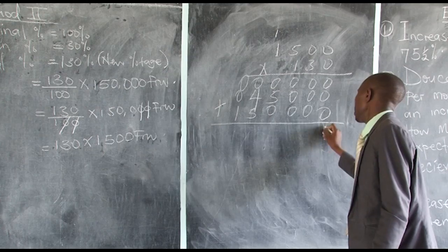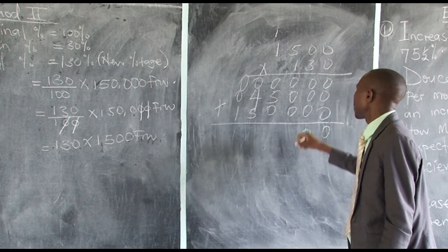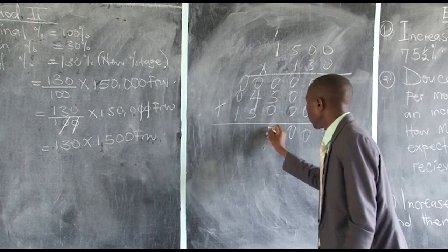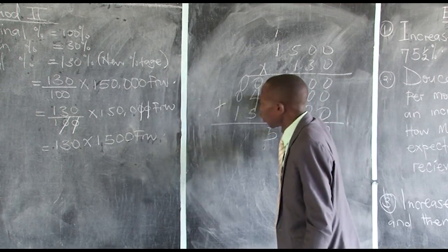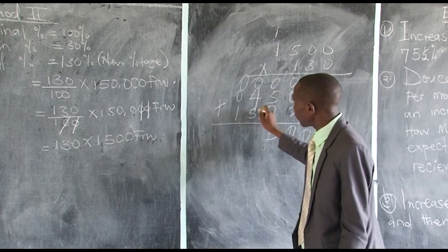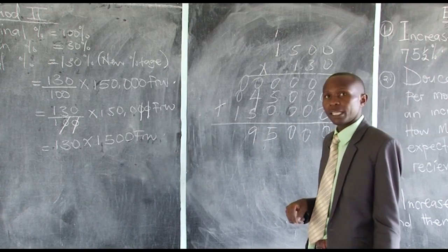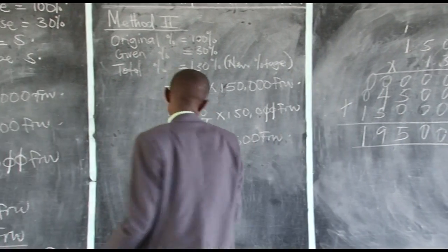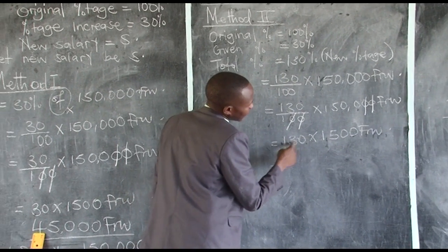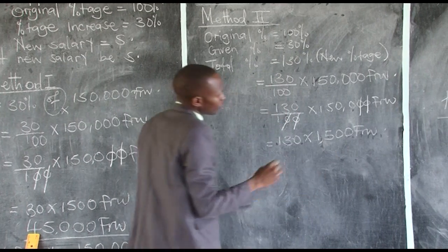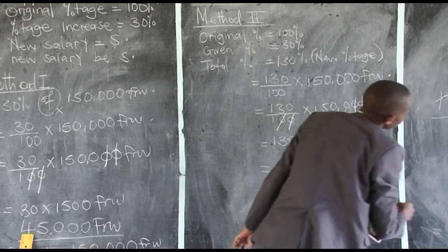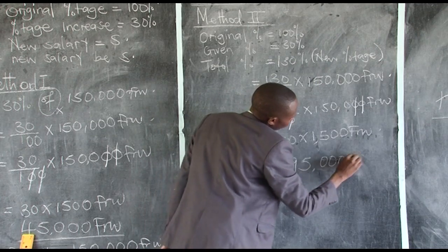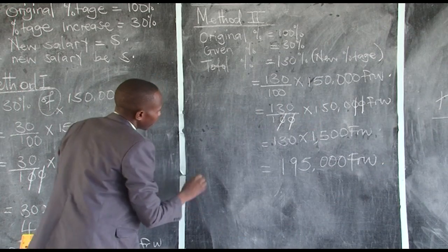Then let's add the numbers up. Here, 0 plus 0 plus 0, 0. 0 plus 0 plus 0, 0. 0 plus 0 plus 0, 0. 0 plus 5, 5. Plus 0, 5. 0 plus 4, 4. 4 plus 5, 9. Okay? Then we have 0 plus 0 plus 1. It will give us 1. So from there, I will come here and say 130 times 1,500 francs will give us 195,000 francs.